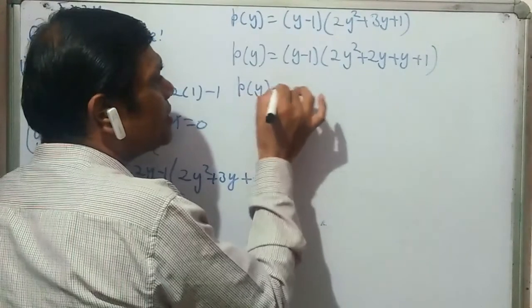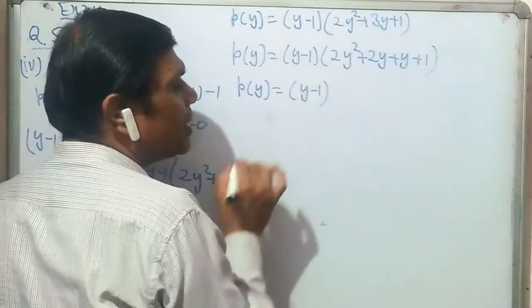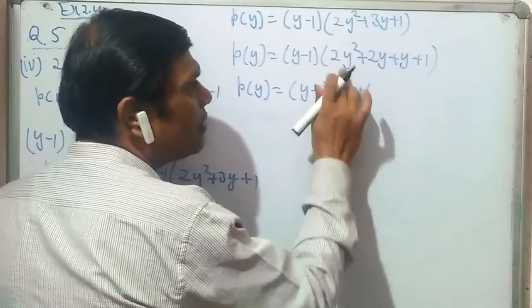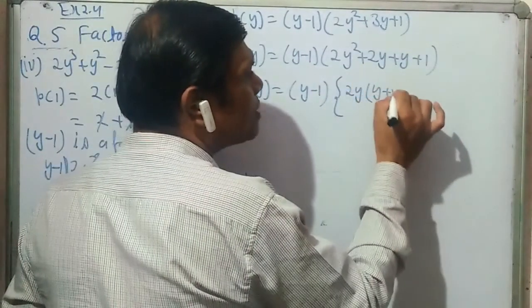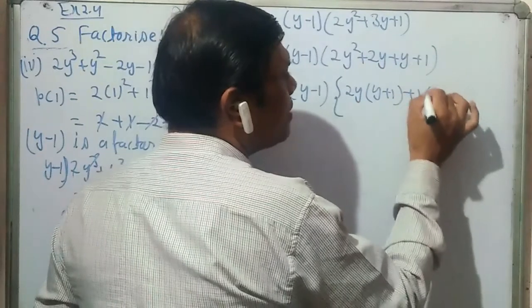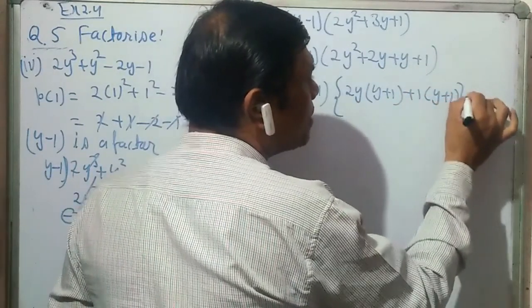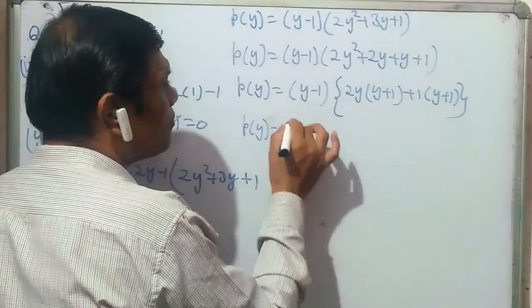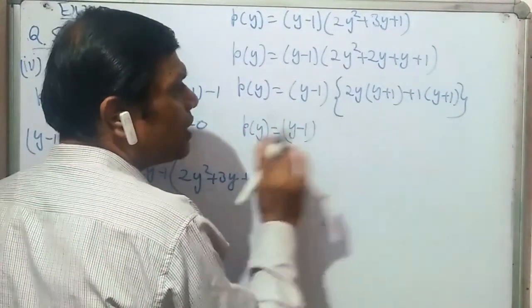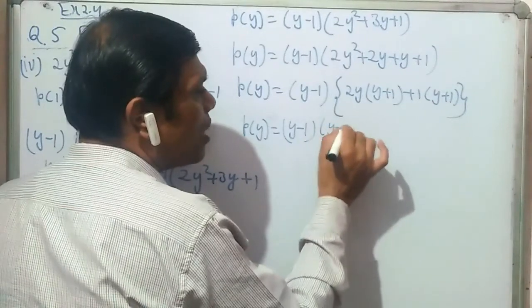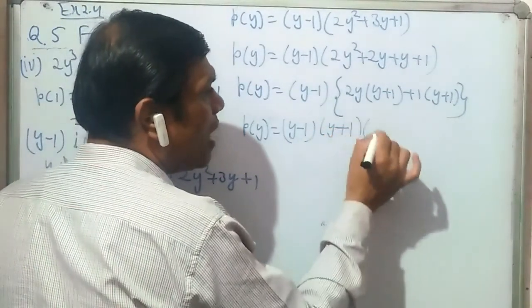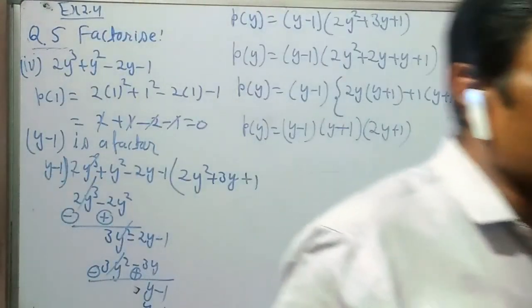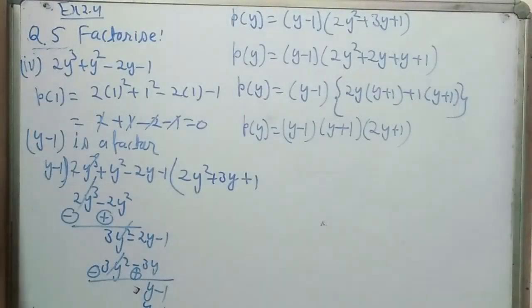What I get is y minus 1. Common is 2y. What we get is y plus 1. Common only 1, y plus 1. This gives us y minus 1, y plus 1 and 2y plus 1. So these are the three factors of this polynomial.